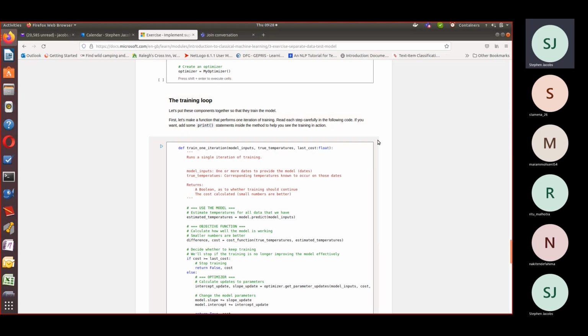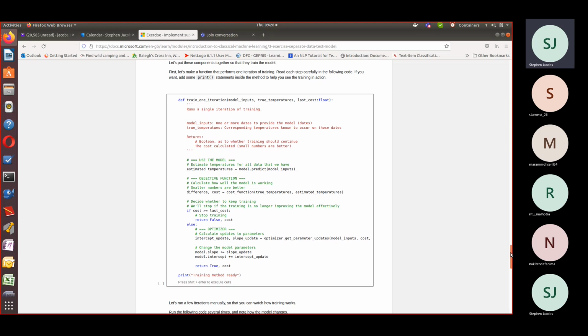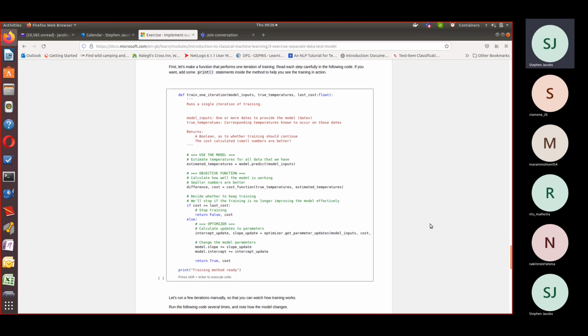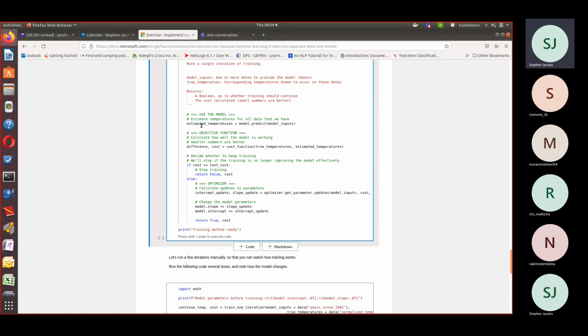And we have to put these into a training loop. The purpose is to be able to loop around, changing our values of those two parameters, measuring the overall cost, and stopping when the cost stops decreasing. Okay, which means you're probably overshooting some function somewhere if the cost suddenly gets worse. So this returns a Boolean as to whether the training should continue, and the cost calculated, obviously the smallest numbers are the better.